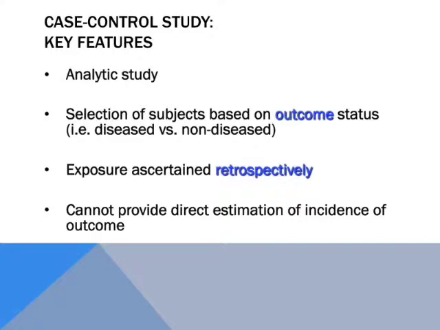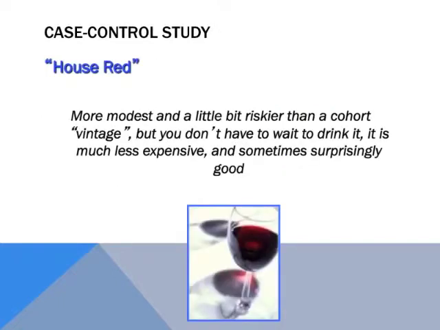The odds of exposure in those with the outcome of interest is then compared to those without the outcome of interest. For the wine drinkers in the class, I thought this was a fun analogy of the case control study design. More modest and a little bit riskier than a cohort vintage, but you don't have to wait to drink it. It's much less expensive and sometimes surprisingly good.